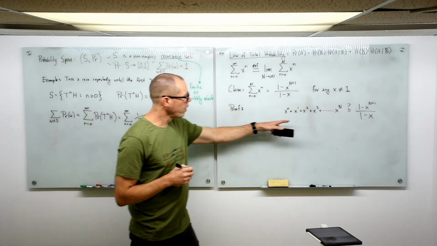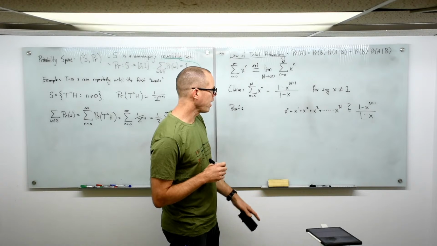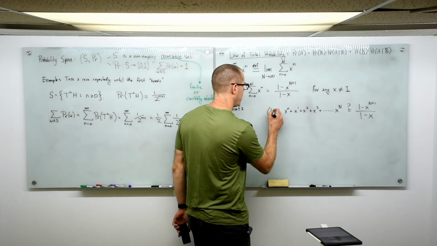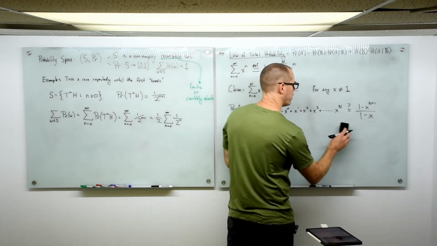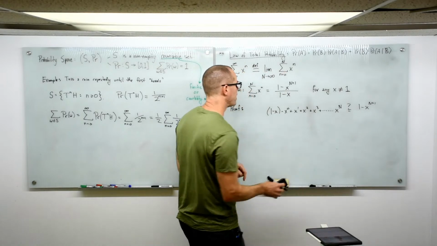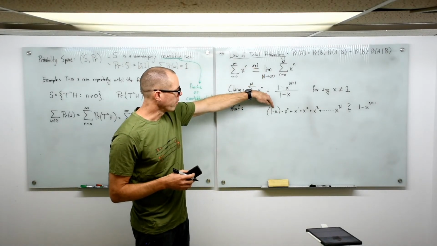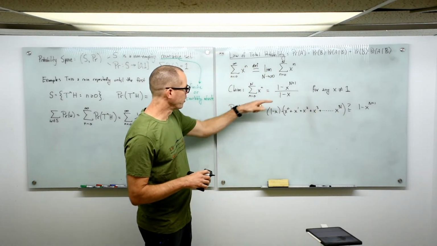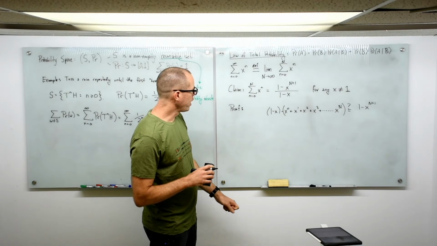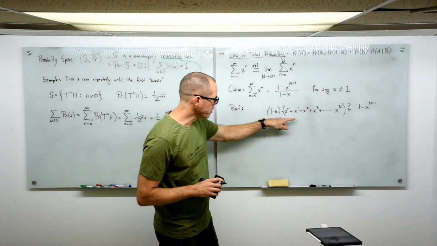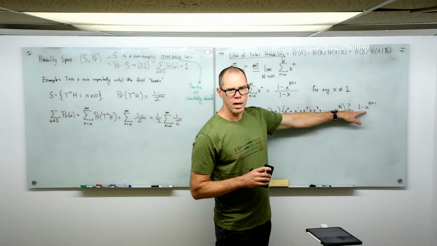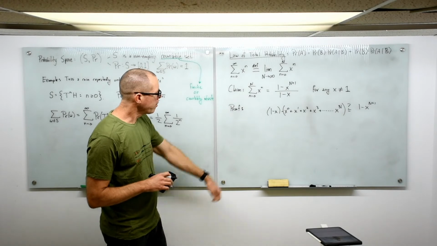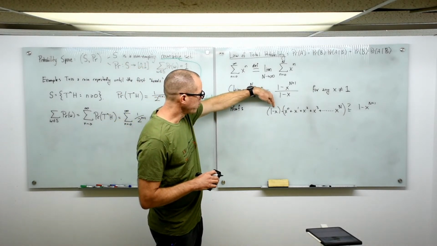And proving this is the same thing as if I multiply both sides by 1 minus x, then I get this, right? So this claim here is equivalent to this claim here. If I multiply both sides of this by 1 minus x, I get this expression that says 1 minus x times this big sum is equal to 1 minus x to the n plus 1.